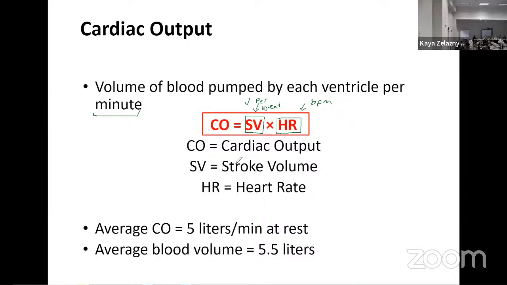On average, you're moving about 5 liters of blood per minute at rest. So your average cardiac output is usually around 5. Your average blood volume in your body is about 5.5 liters of blood. So you're moving most of it around in a minute.